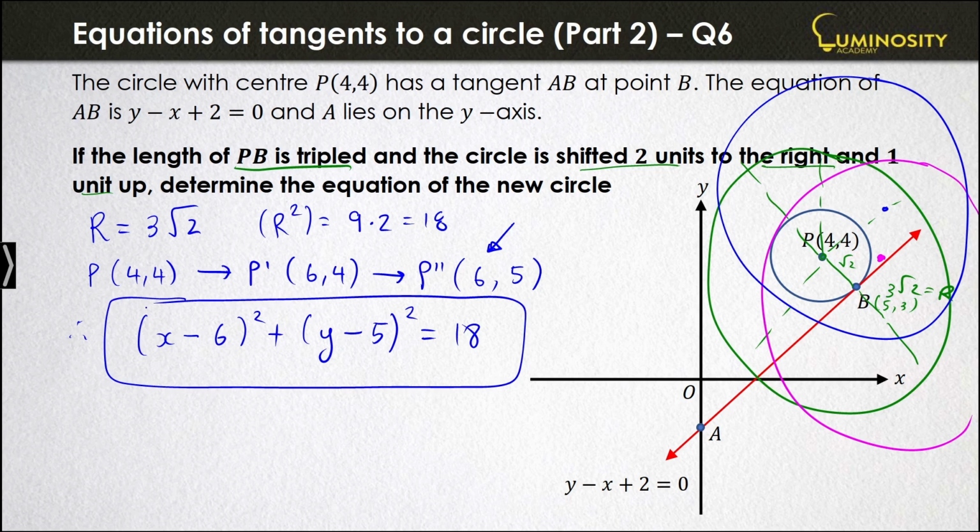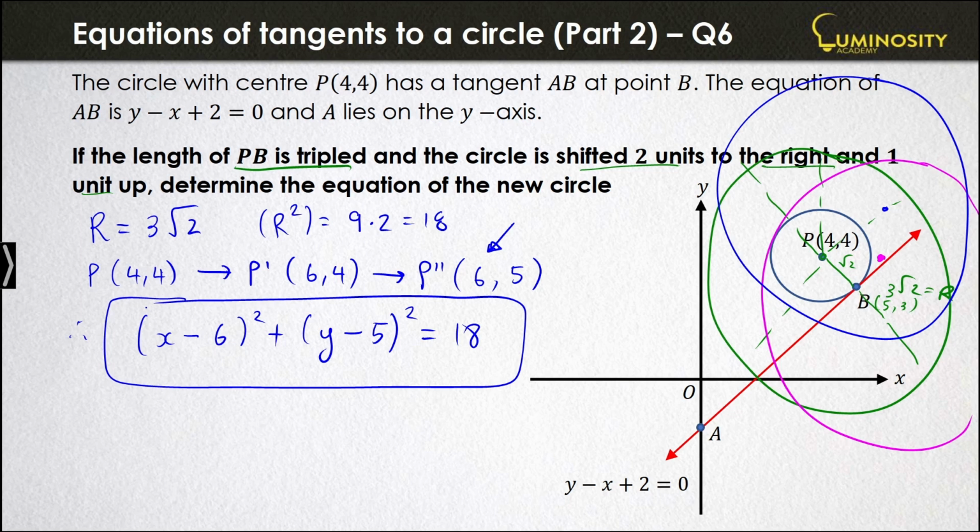So you have to keep the transformations in that order. Otherwise, it might adjust certain things. Okay, so we tripled PB first. We got the new radius length. Then we shifted the circle 2 units to the right and then 1 unit up.